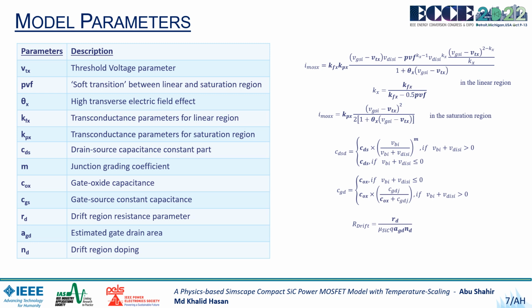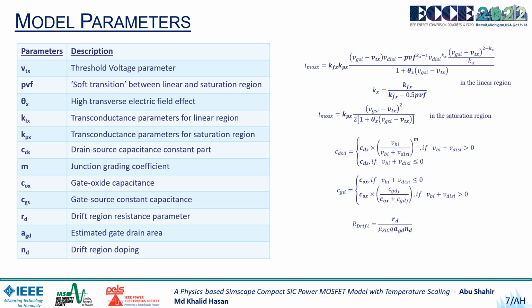Now let's look at the model parameters. VTX is the threshold voltage parameter. PPF models the soft transition between linear and saturation region, which arises due to large interface traps. The high transverse electric field effect is modeled with θX, while KFX and KPX are conductance parameters for linear and saturation region respectively. CDS is the drain-source capacitance constant part, while M is the junction grading coefficient.